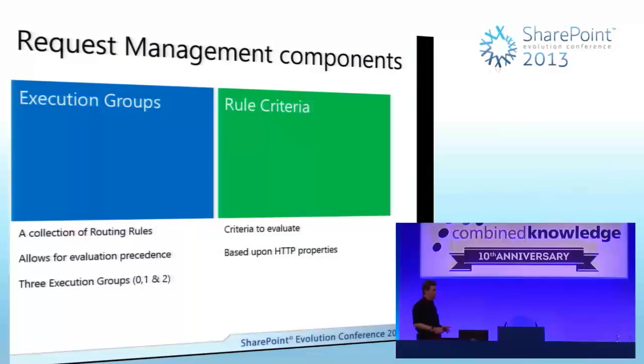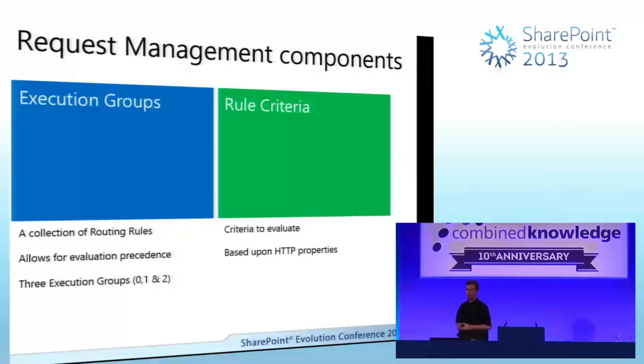We also have a thing called execution groups, which is useful for more complicated deployments, which is basically a collection of rules, or routing rules, I should say. So throttling rules aren't in execution groups, which allows us to determine the most important rules, or allows us to ensure that the evaluation precedence that we want takes place. And we have 3 of these, imaginatively named 0, 1, and 2. We can't add another one. We can't have 5. There's only those 3 available.